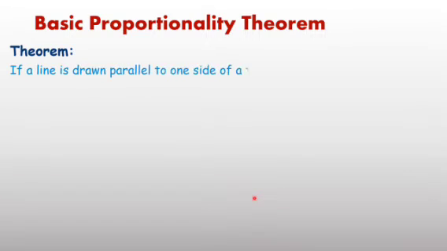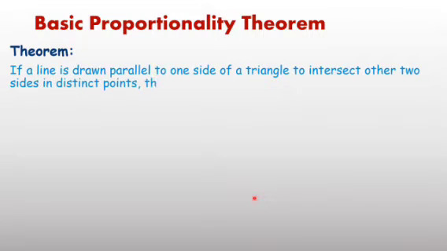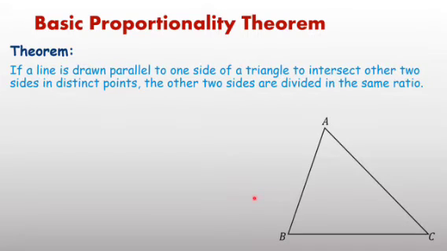Statement of the theorem: if a line is drawn parallel to one side of a triangle to intersect the other two sides in distinct points, then the other two sides are divided in the same ratio. Means the given part we can write as: in triangle ABC, a line DE is parallel to BC.